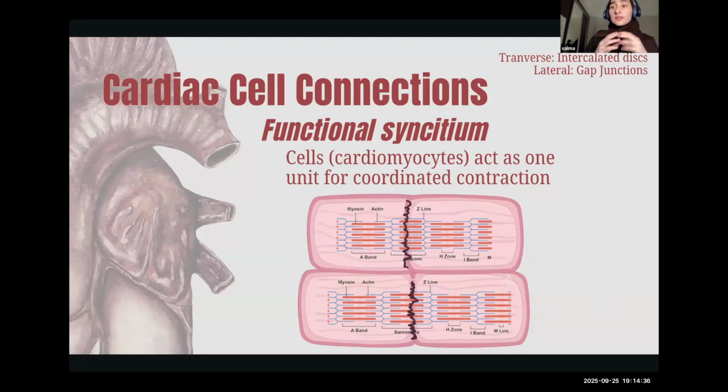Okay, so intercalated discs are basically mechanical connections between cells to allow them to contract as quote unquote one unit, as a functional syncytium. It's more so a mechanical connection between the two cells. As you can see here, the single sarcomere goes over both cells. It's a complex connection, we don't need to go into the details. Just know that it allows both cells to contract together. Okay?